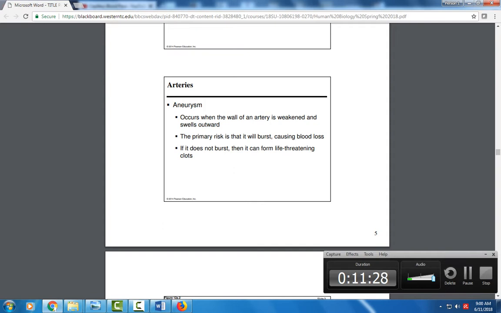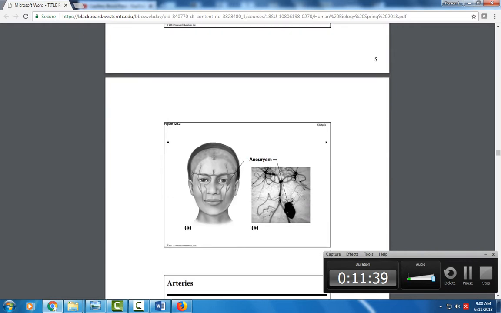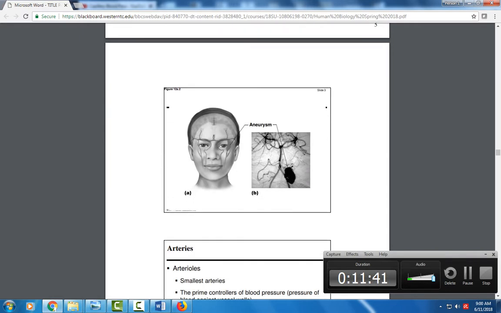And people who are at risk for aneurysms are people who drink a lot of alcohol over a lifetime and smokers. So here's an example of an aneurysm that occurred in the brain. We can see there's a vessel that broke here and there's large pooling of blood.